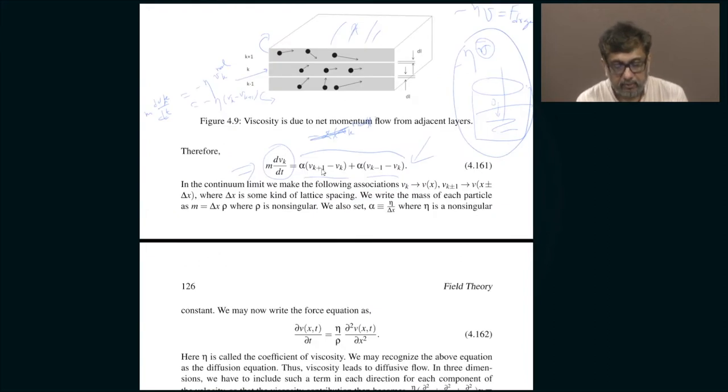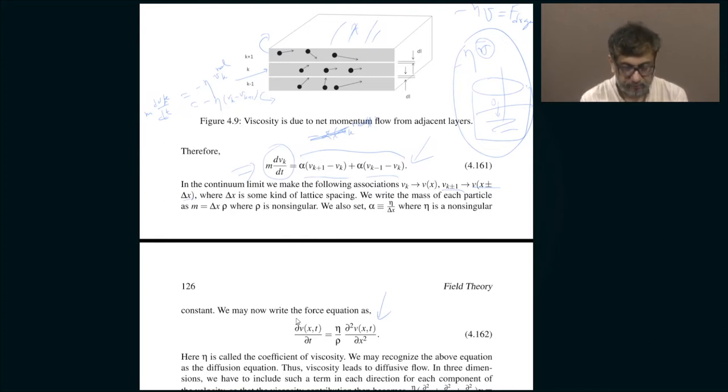So now you see, this is all a discrete type of description, but these layers are just a mental construct, and they are of course infinitesimally close to one another. So instead of writing it as k plus 1, k minus 1, we write V of x plus or minus delta x. So V of k plus 1 will correspond to V of x plus delta x, and V of k minus 1 will correspond to V of x minus delta x. Now when you do that, it will take on the form of the second derivative. If you do a Taylor series in delta x, this will basically become the second derivative of V with respect to x, and you will get this type of equation.